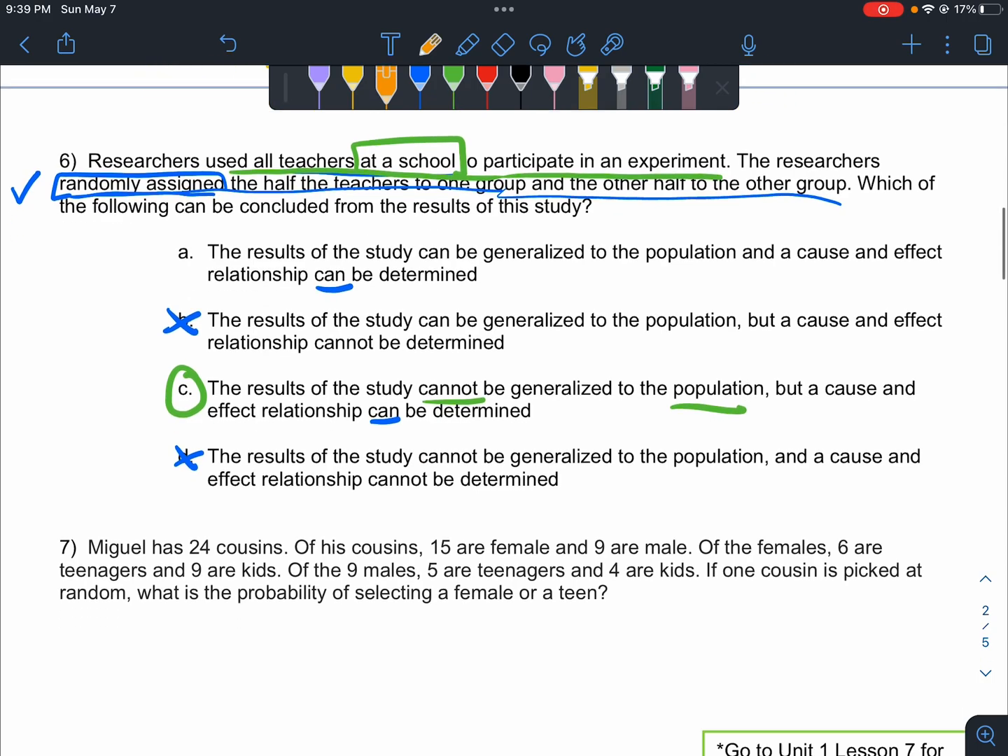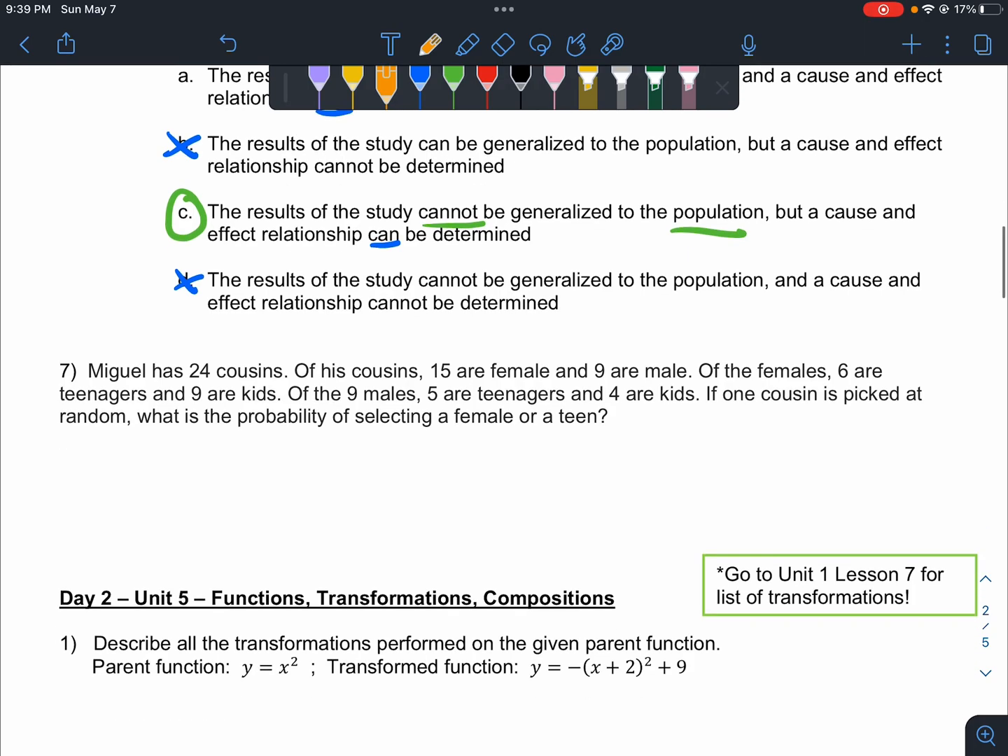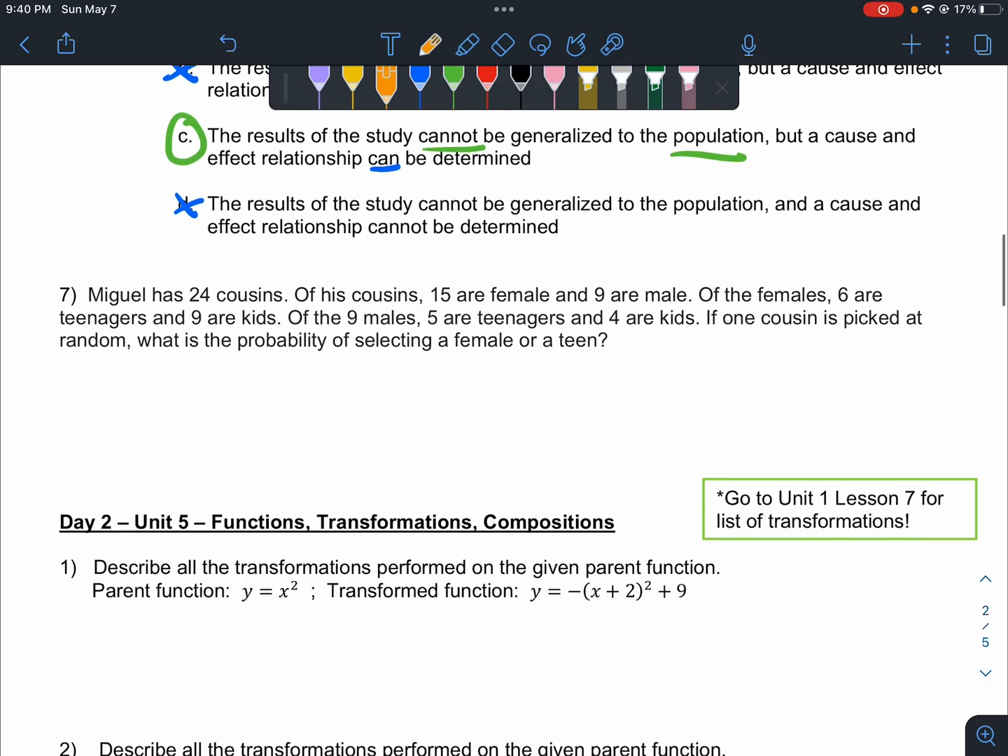And last but not least, question number 7. Miguel has 24 cousins. Of his cousins, 15 are female, 9 are male. Of the females, 6 are teenagers, 9 are kids. Of the 9 males, 5 are teenagers, 4 are kids. 1 is picked at random. What is the probability of selecting a female or a teenager? So let's make a two-way table, just like we had seen for question number 5.